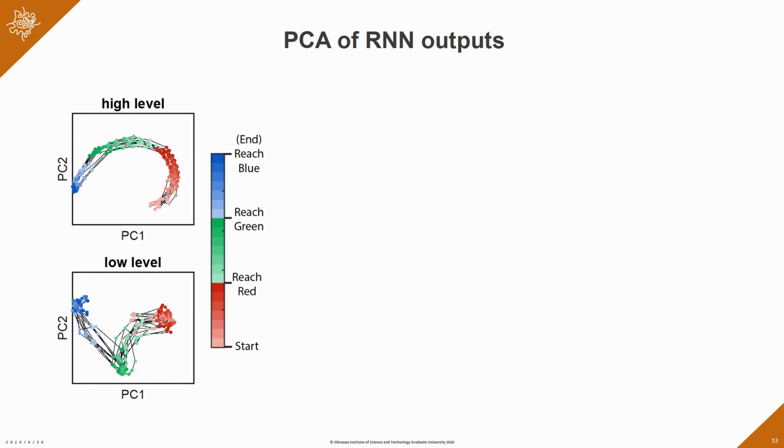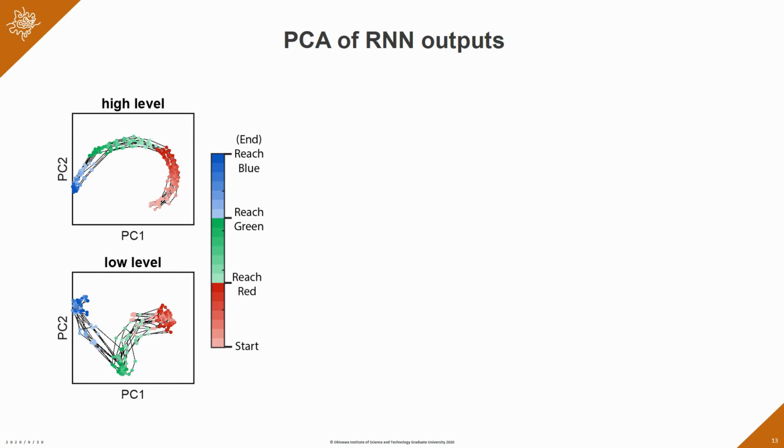This PCA plot shows how high-level and low-level neuron activities represent the subgoal. When the color is darker, it means the robot is closer to the corresponding target. You can see that in the high level, there is a more consistent representation for the subgoals. However, in the lower level, it is relatively less consistent because the lower level also needs to deal with detailed motor control.